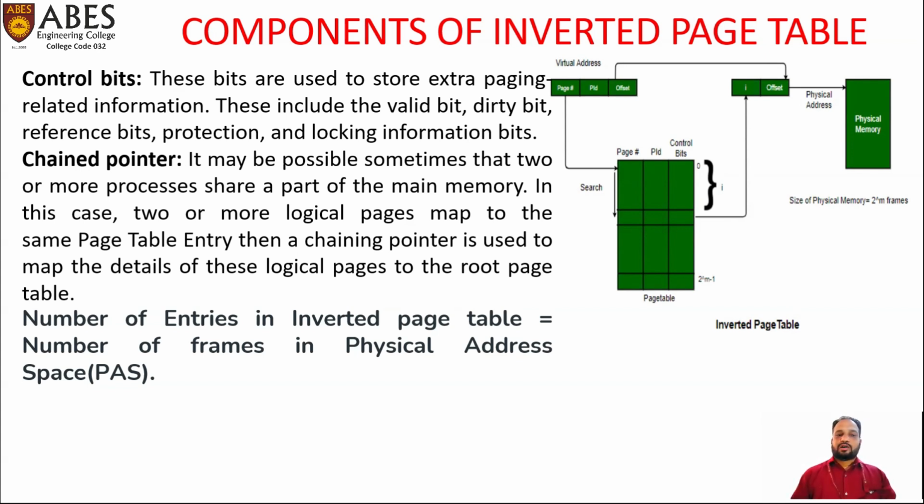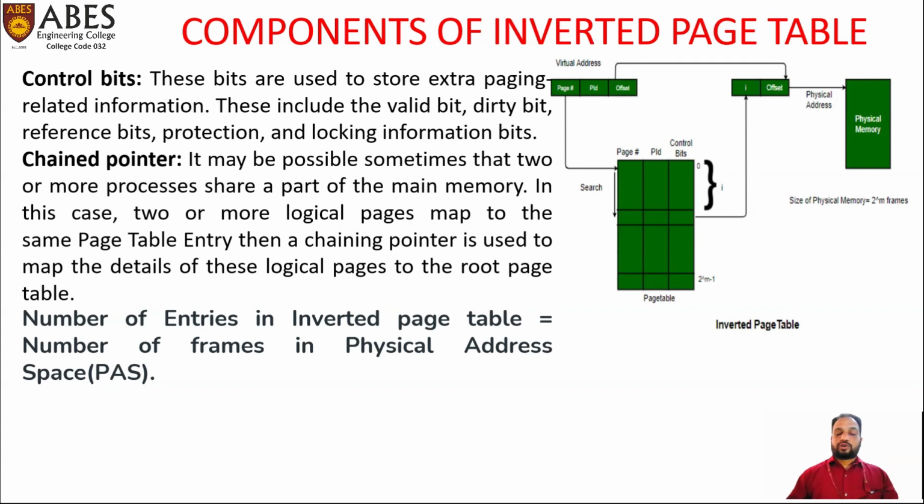Change pointer. It may be possible sometimes that two or more processes share a part of the main memory. In this case, two or more logical pages map to the same page table entry. To overcome this issue, one needs a chaining pointer, which is used to map the details of the logical pages with the root page table.